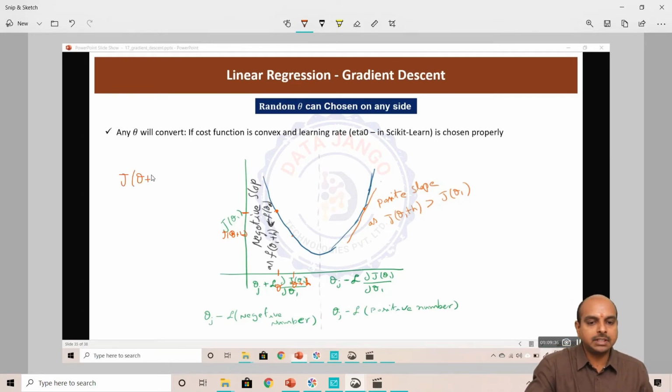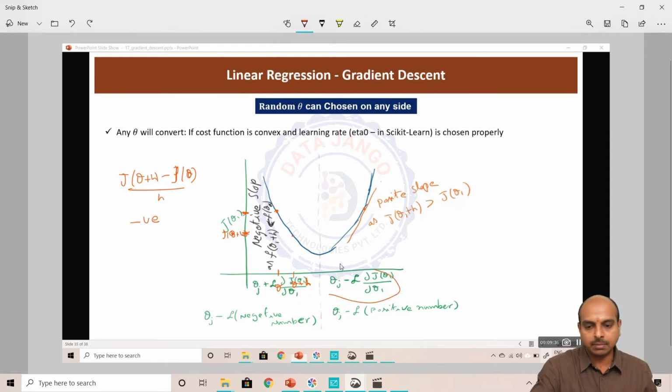J of theta plus h minus j of theta divided by h, right? So this j of theta plus h is less when compared to j of theta, so you are going to get a negative number here. So when you substitute into this formula, what happens? Theta minus alpha into a negative number becomes theta plus alpha into the number, right? Whatever the number, it's going to add, so it's going to move in this direction.